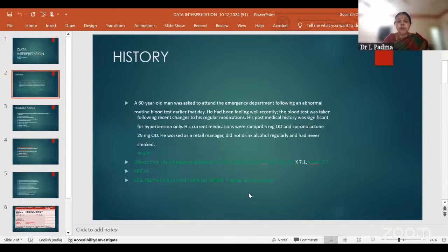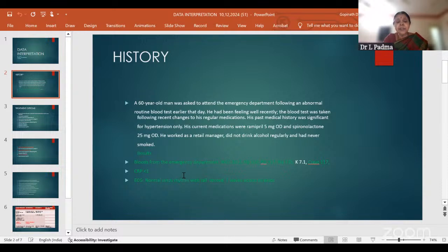A 60-year-old man was asked to attend an emergency department following an abnormal routine blood test. Earlier, he had been feeling well recently. The blood test was taken following recent changes to his regular medication. His past medical history was significant for hypertension only. Current medications were ramipril 5 mg OD and spironolactone 25 mg OD. He worked as a retail manager, no alcohol, no smoking.